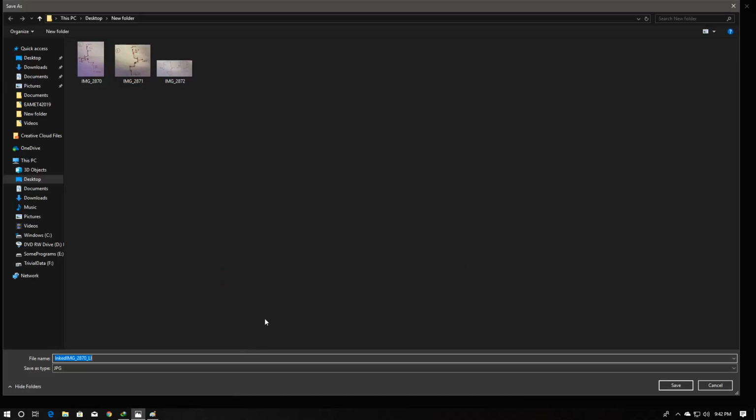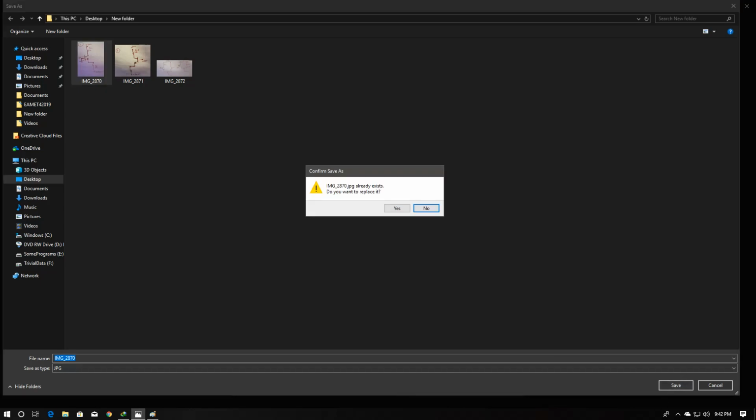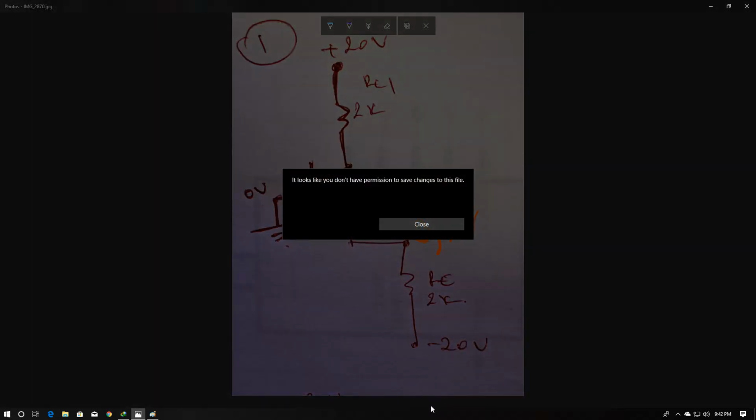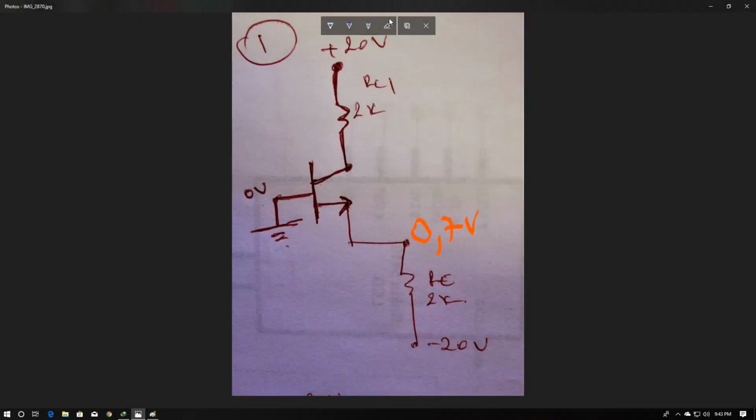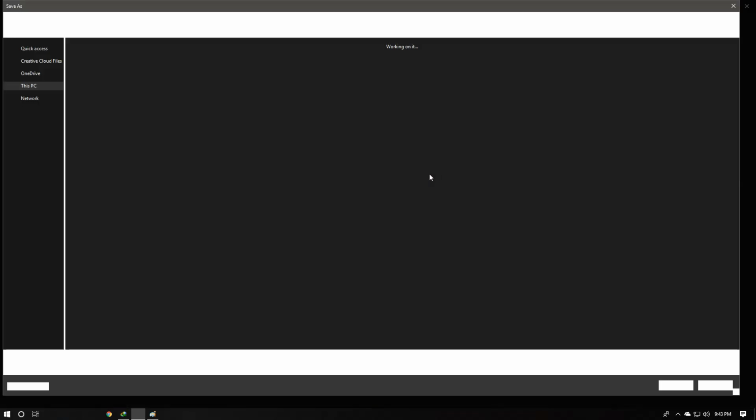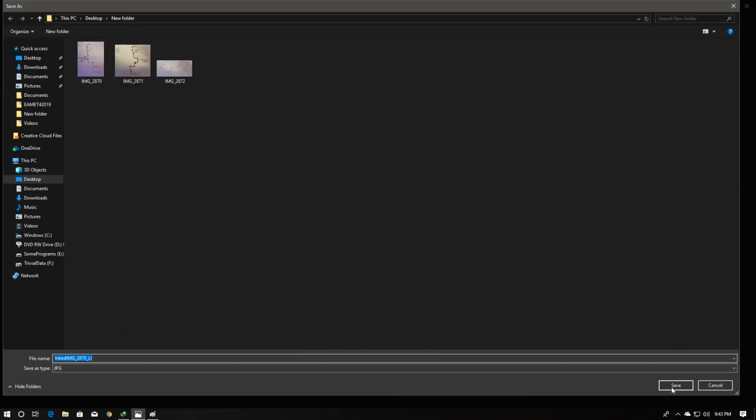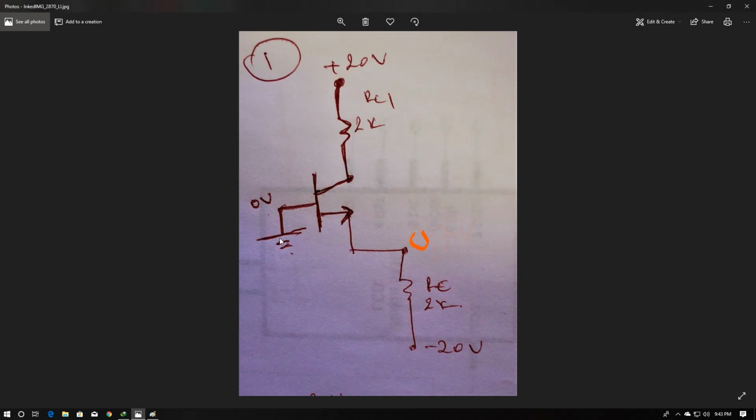Actually, I want to replace this. Okay. Yes. No, are you kidding me? It's my own image. Anyway, let me just save a copy of it. Okay. Letting your ink dry. Okay.